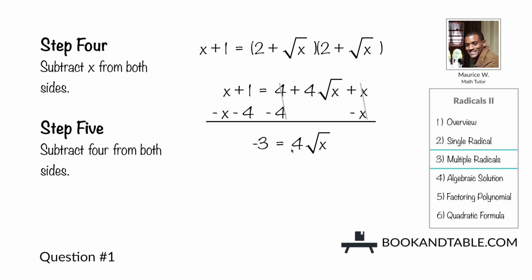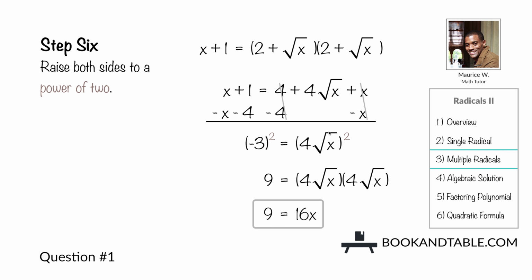And now we want to raise both sides to a power of 2 to get rid of this radical sign. So step 6, raise both sides to a power of 2. Negative 3 squared is equal to 9. 4 radical x squared is 4 radical x times 4 radical x, which would be 4 squared, which is 16. The square root of x times the square root of x is x. So once we remove our radical signs from question number 1, we are left with 9 is equal to 16x.